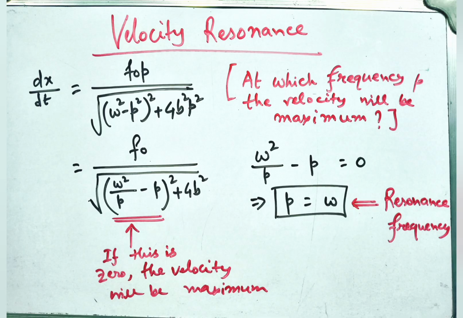Now if you see, if we make that square term, that is omega square by p minus p, equal to 0, then we will get the maximum value of velocity. So this is the condition of resonance frequency, and we are getting that p equals omega. So at p equal to omega the velocity resonance happens. So this is the resonance frequency.